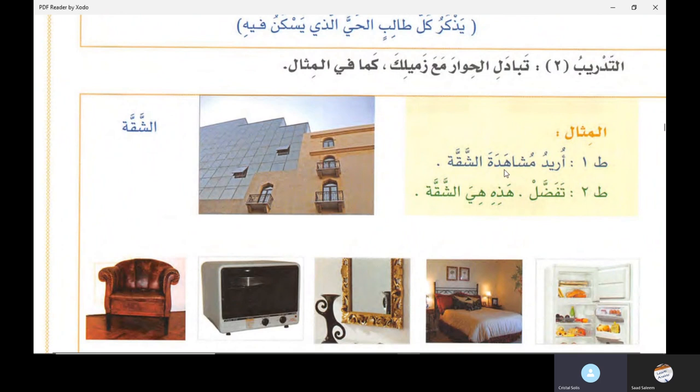I'm just following the example. What does that mean again? Awwal, the first student. Talib awwal: Ureedu mushahadata shakata. Shakata. Oh. I want to see the apartment.